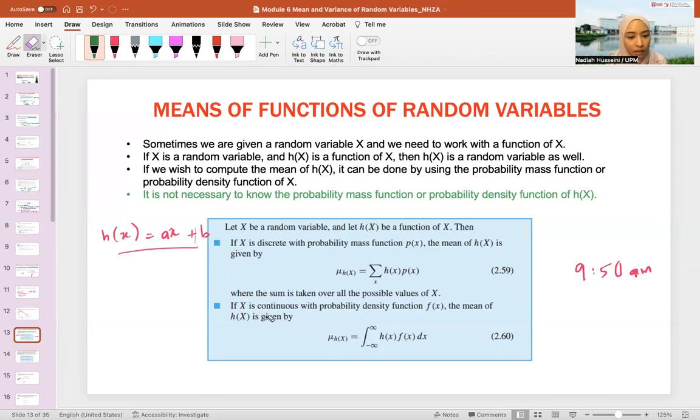Okay, if x is continuous with probability density function f(x), the mean of h(x) is given by the same case over here, except that now we have to integrate. This is for continuous and this is for discrete.